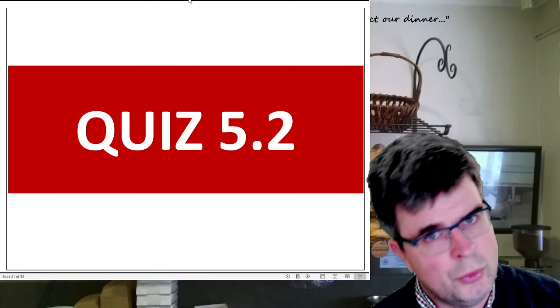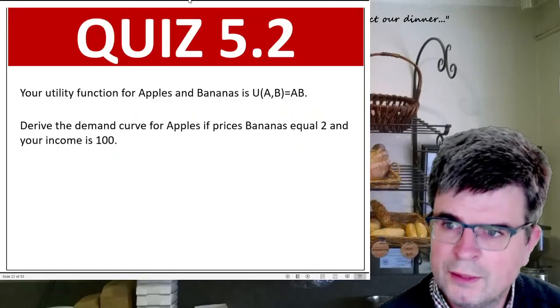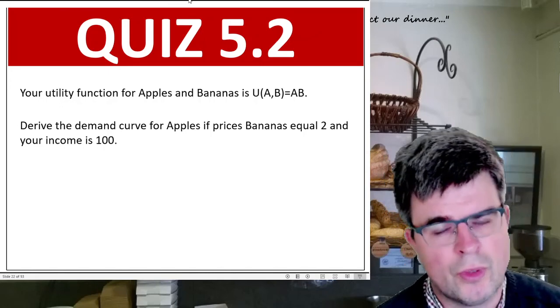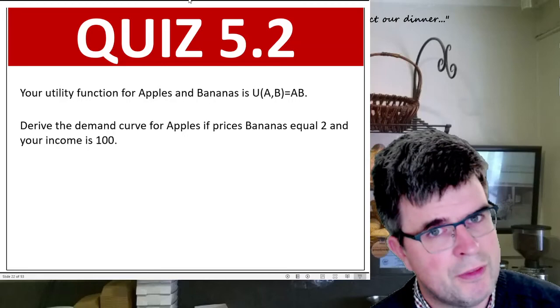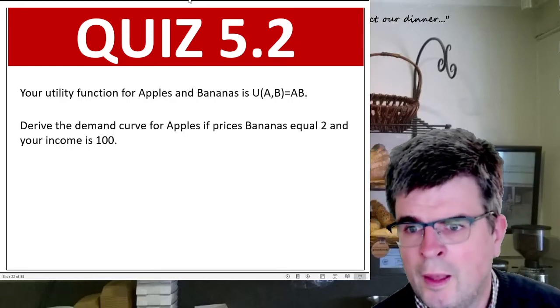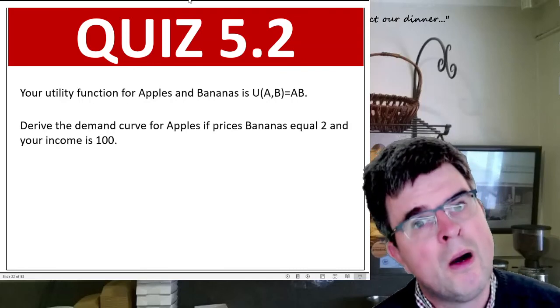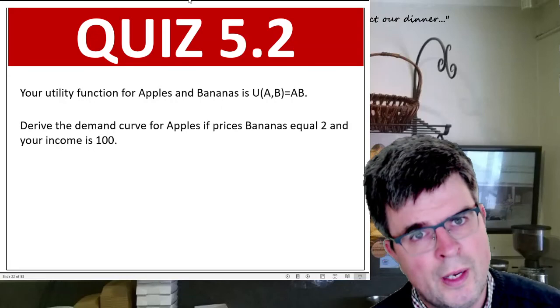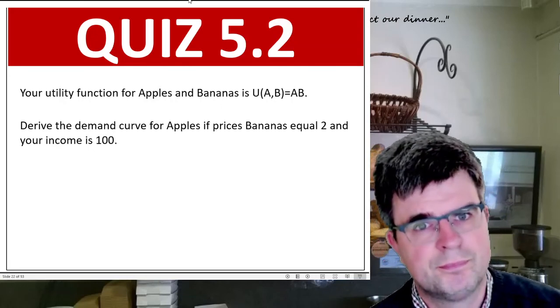Which brings us to the second quiz. Suppose that the utility function for apples and bananas is equal to A times B. And this one is very familiar from the first quiz, so we're very consistent here. Derive the demand curve for apples if the price of bananas is fixed at 2 and your income is fixed at 100. Good luck.